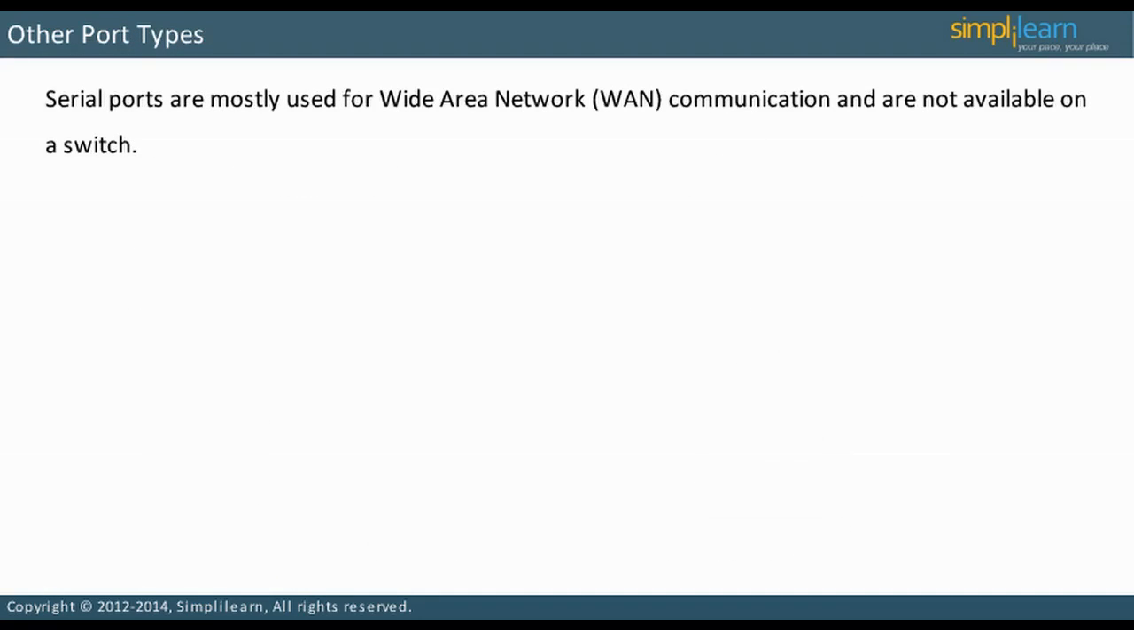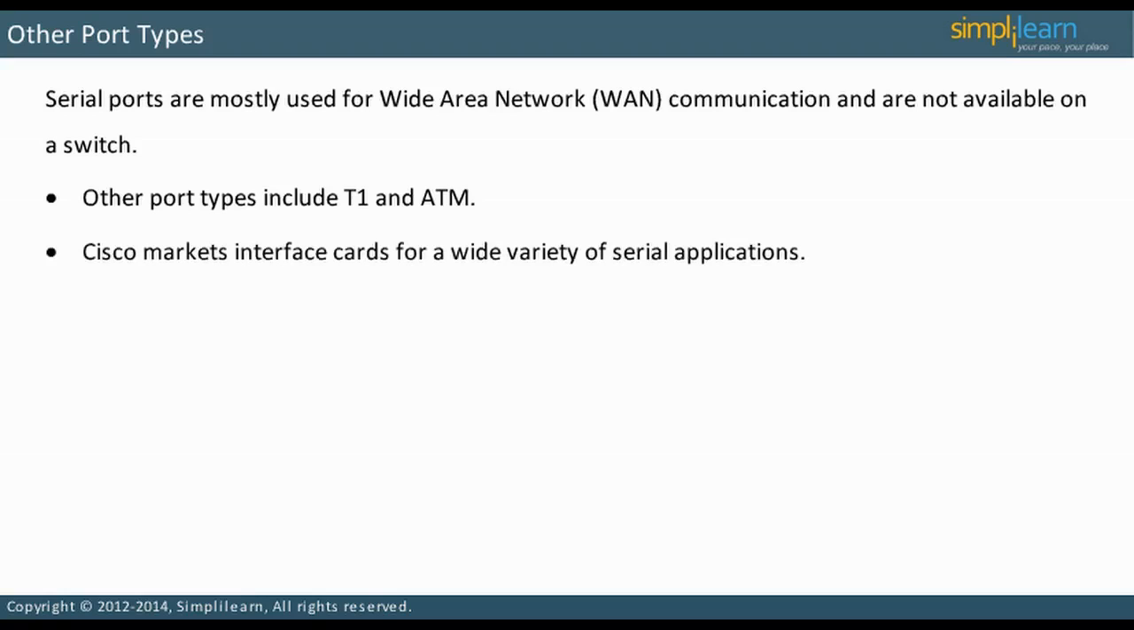Serial ports are mostly used for WAN communication. Serial ports are not available on a switch. There are many different types of serial ports with different speeds and bandwidth. Cisco markets interface cards for a wide variety of serial applications such as T1 and ATM. Now you are familiar with the hardware in a Cisco device. In the next slide, let us see what happens when a router is powered on.